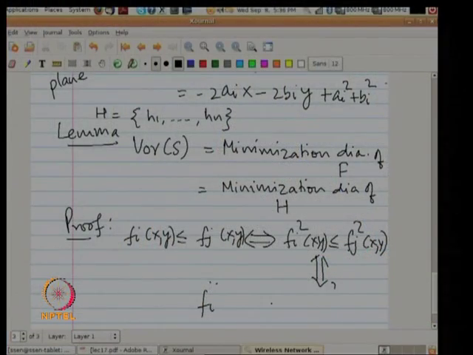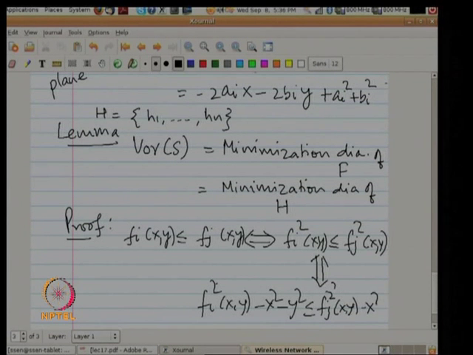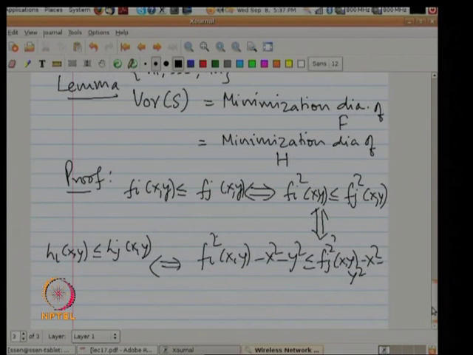So, it is f_i squared of (x, y) minus x squared, and this is nothing but, because of the definition, this is h_i(x, y) and this is h_j(x, y).